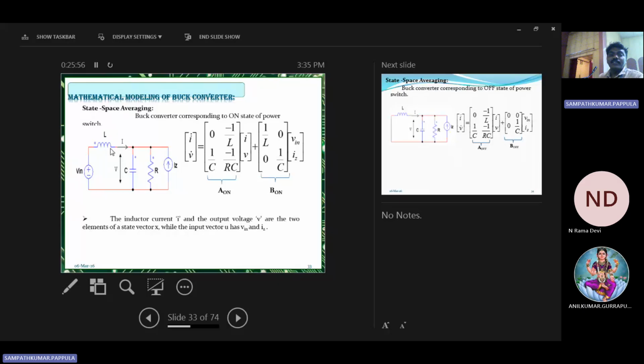So here, what is the voltage across the inductor? Voltage across the inductor VL equals Vin minus V. VL means L into di by dt. Here i dot is nothing but di by dt. That L comes in the denominator. di by dt equals minus 1 times the output voltage by L plus 1 times the input voltage by L. Vin minus V.